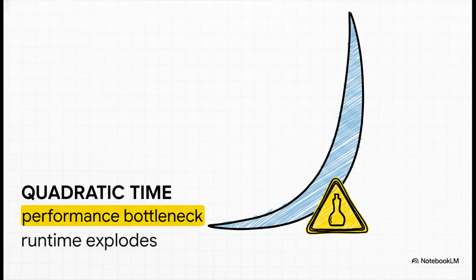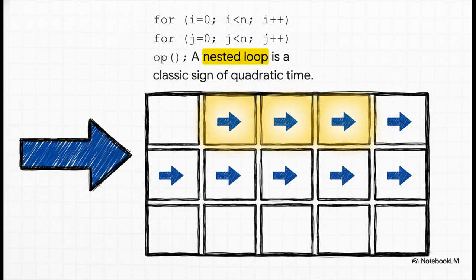Okay, now we're venturing into the danger zone. We're talking about runtimes that can get slow, and I mean really slow, very quickly. This is quadratic time. You usually run into this disaster when you have a loop nested inside another loop. It means for every single item in your list, you have to go through the entire list again. The runtime here just explodes. If you double the input size, the runtime doesn't just double, it quadruples. This is the kind of thing that can bring a whole system to its knees.